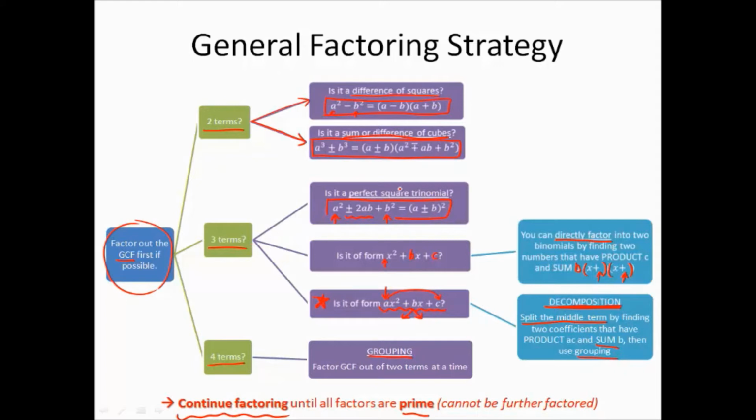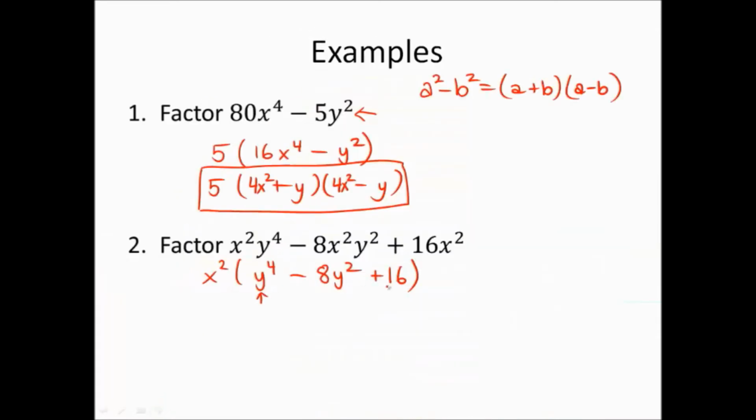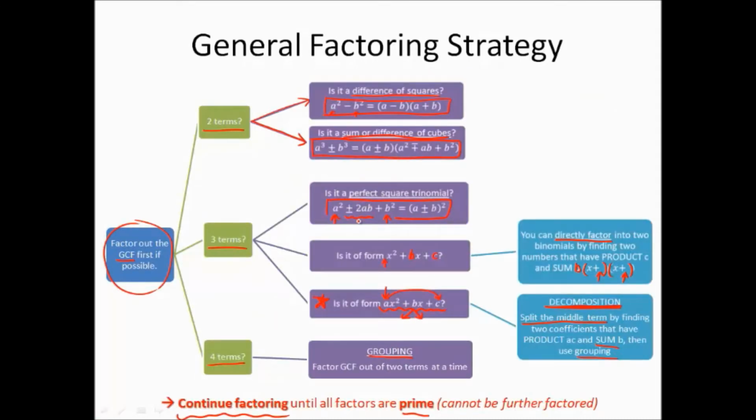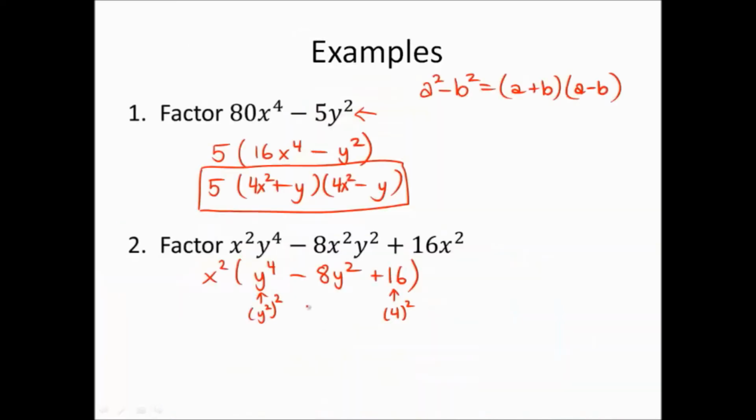Our first shortcut to look for would be whether it is a perfect square trinomial or not. So do we have perfect squares at the beginning and the end? Why, yes we do. This here is a y squared squared, and this here is a 4 squared. So the only thing that remains is to check the middle term to see if it follows the format of twice the first times the last. Does it follow to be minus 2 times the first y squared times the last 4? Is this correct? Well, 2 times 4 gives us 8, y squared, yes it does.